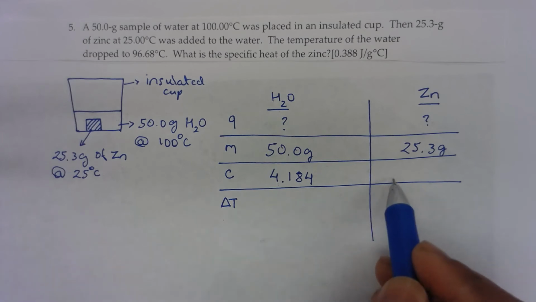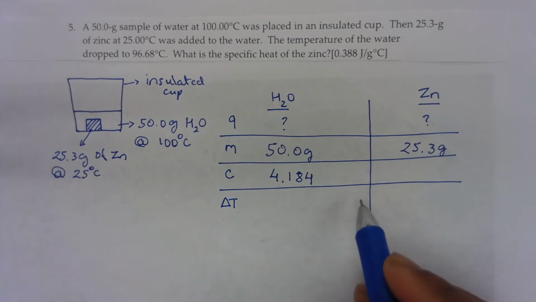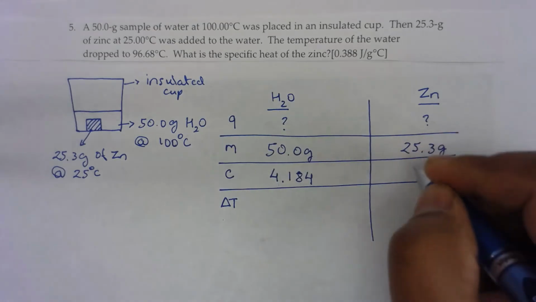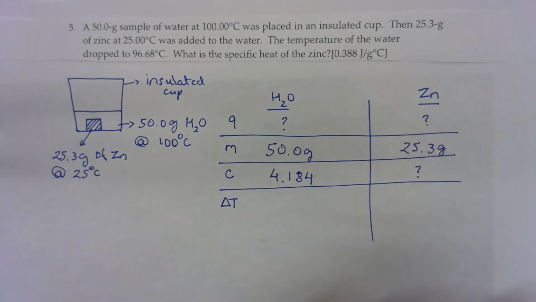Do we know the specific heat of zinc? No, because the question asks what is the specific heat of zinc, right? So I'll put a question mark over there. Now, to find delta T, what do we need? Final and initial.